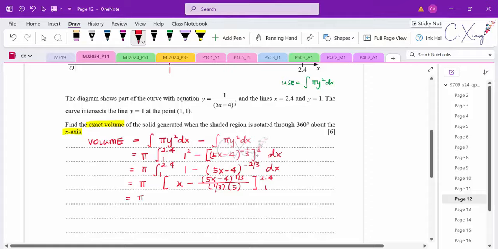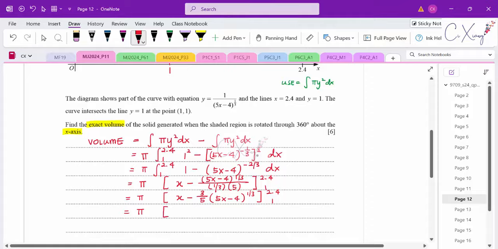Okay, so what's next? Before I substitute in the limits, again I prefer to simplify all my values first. 1 over 3 multiplied with 5, you get 5 over 3. 1 over 5 over 3, you get 3 over 5 here. After you simplify it, this is how your expression looks. Then you put in 2.4 and also 1.